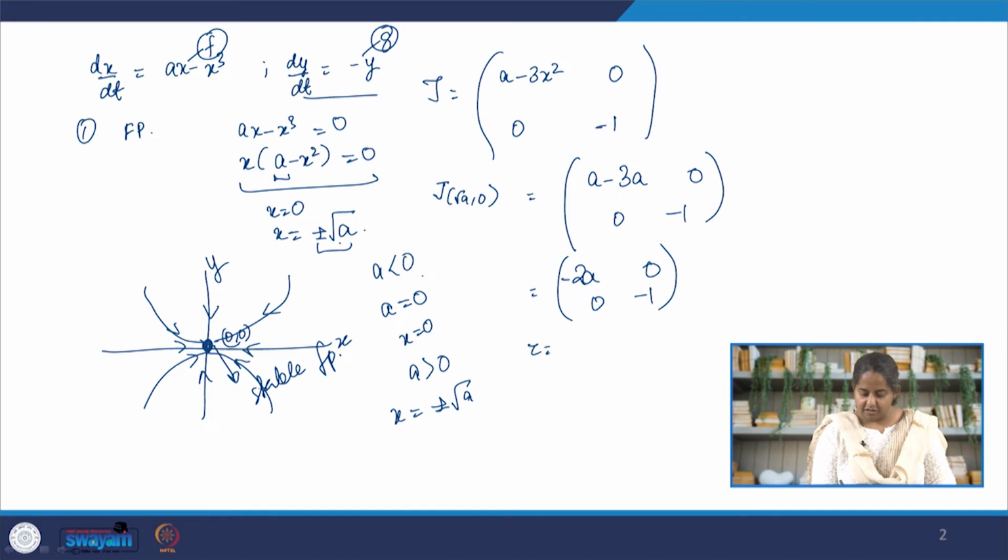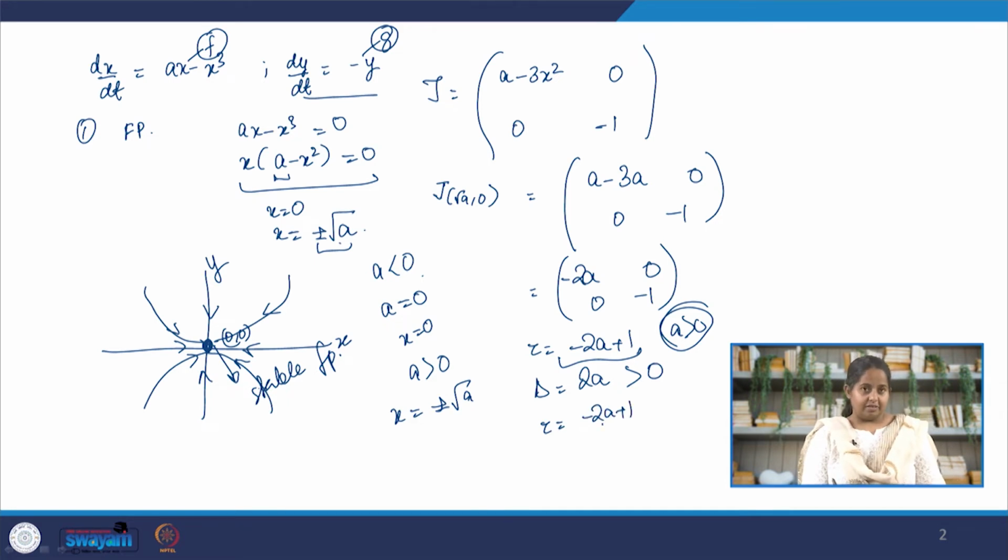Now let us look at our tau. Tau is minus 2a plus 1 and determinant is 2a. Now in this scenario remember a is greater than 0. So when a is bigger than 0, determinant is going to be positive. So we are definitely not dealing with a saddle node. Now let us look at tau. Tau is going to be interesting. Tau is equal to minus 2a plus 1.